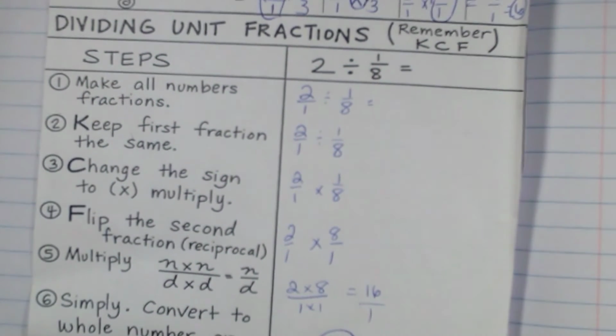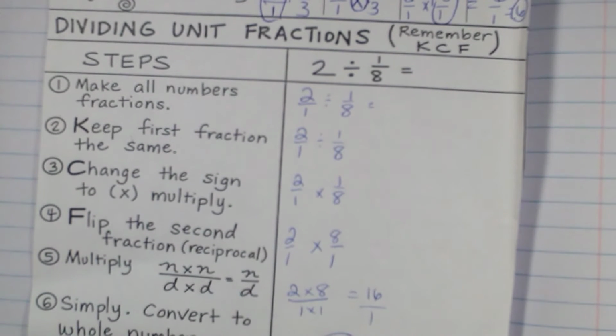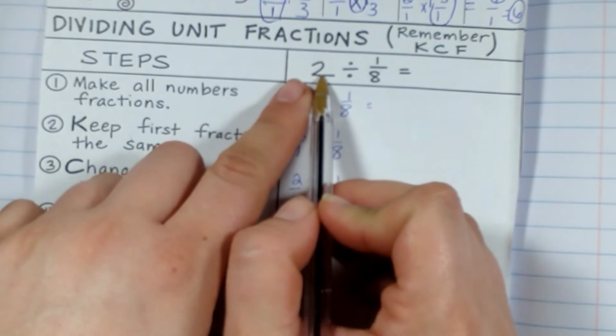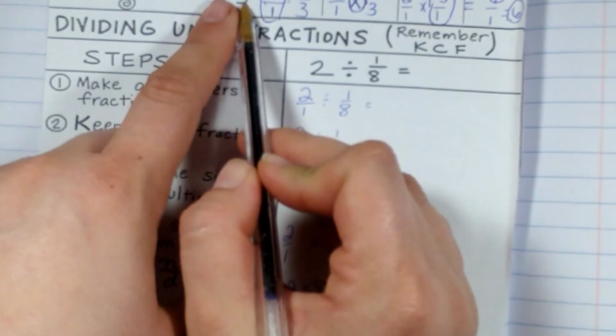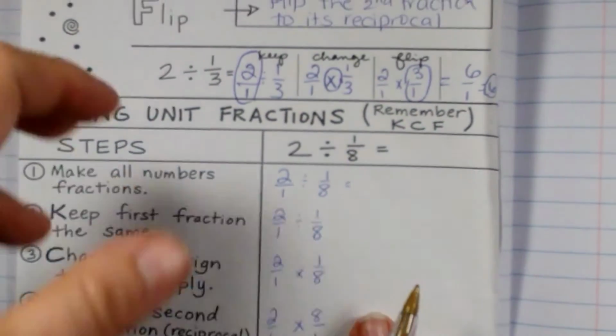So let's do a couple examples here. And I'm going to get these examples from your textbook, which can be found on page 399. A lot of times it would say, how many 1/8 can fit into 2? How many 1/3 can fit into a 2? And that's what they're asking. Okay, so here are some examples.